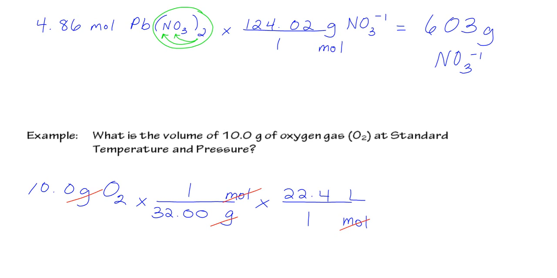Which is actually kind of funny. This ends up as about 7.00. And then we'd say liters of oxygen gas. Often a gas would be measured in volume, like liters. So this would be a typical calculation that you might see with something like oxygen.